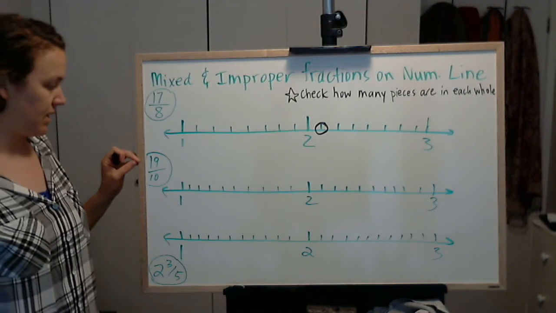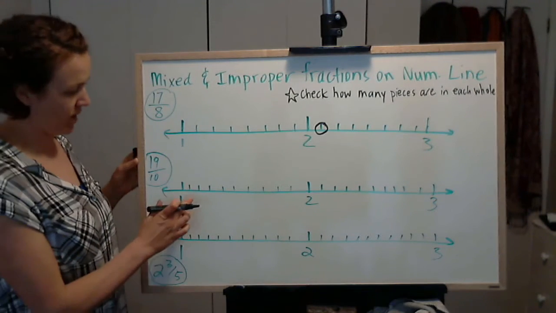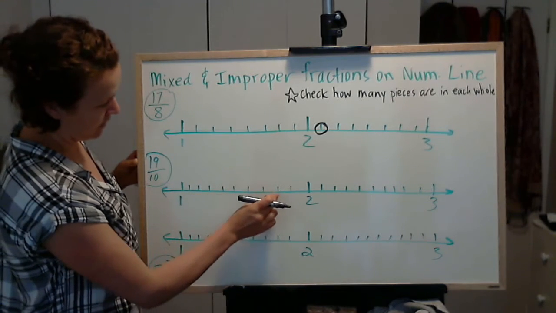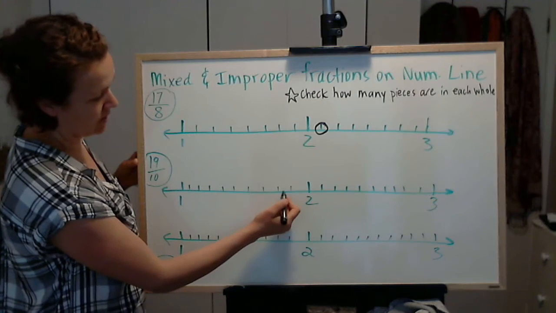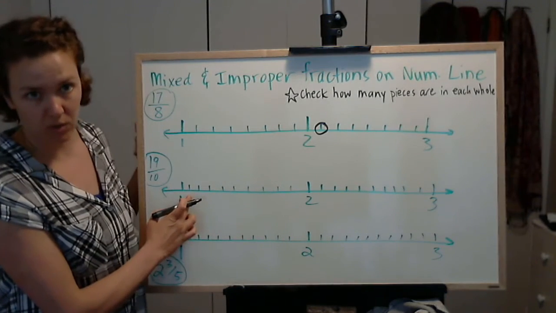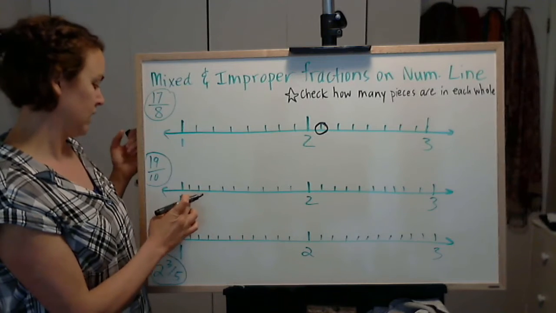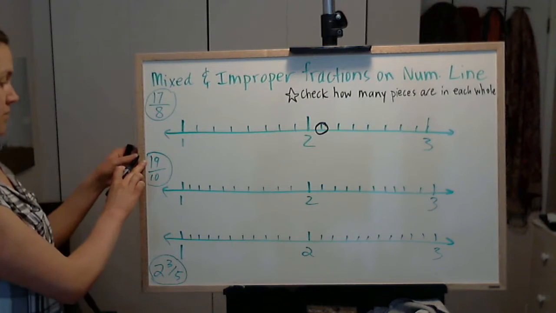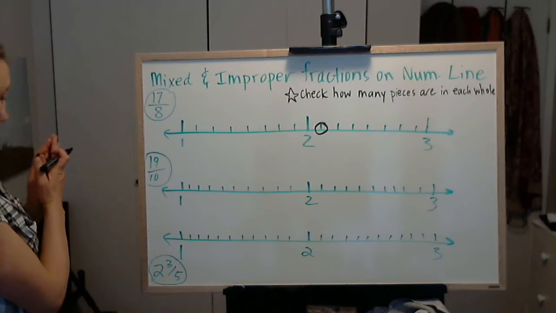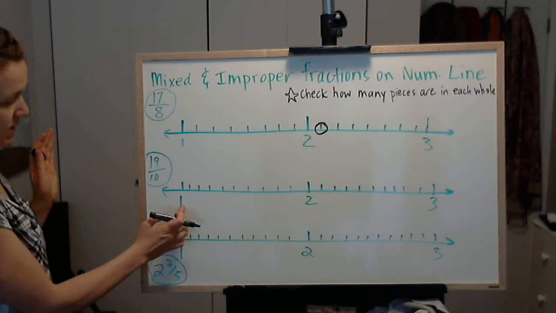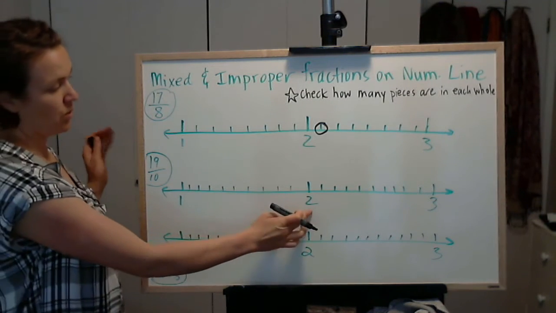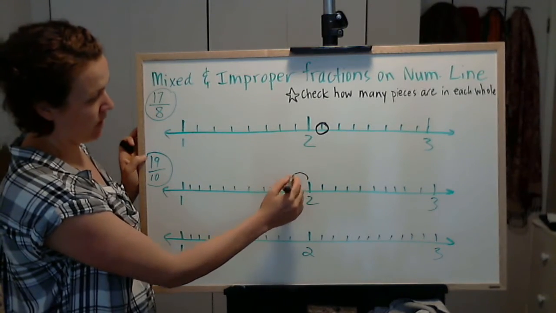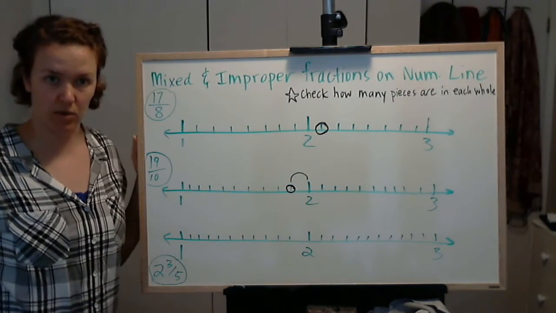What about 19/10? Well, first let's check how many dashes there are. 1, 2, 3, 4, 5, 6, 7, 8, 9, 10. So there are 10 segments in each whole number. And we need to figure out where the 19th segment is. So again, 0 would be 0/10. 1 whole would be 10/10. 2 wholes would be 20/10. And we only need 19. So I'm just going to go back 1, and that's where that circle goes.